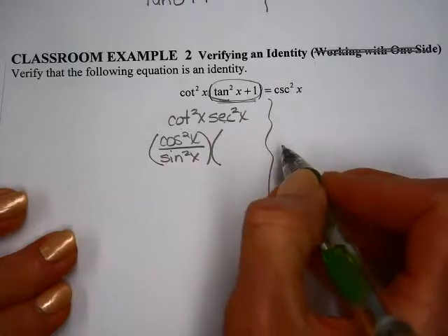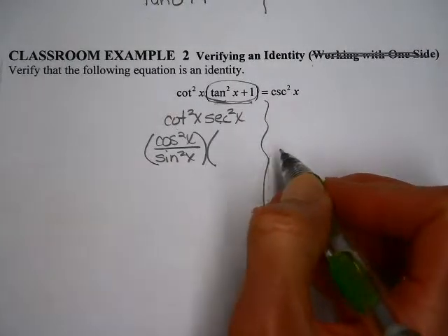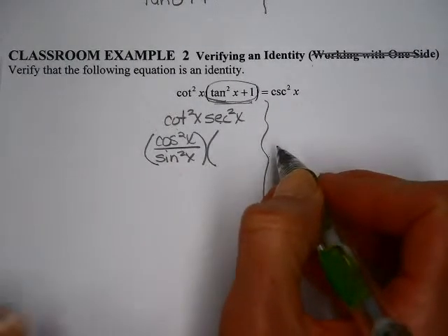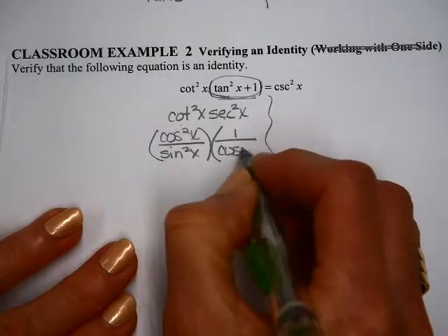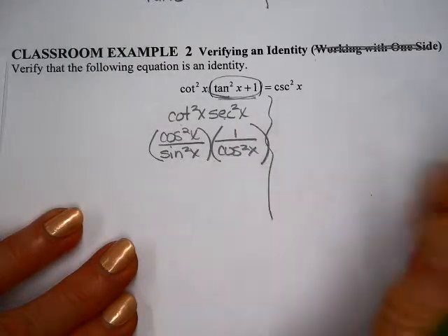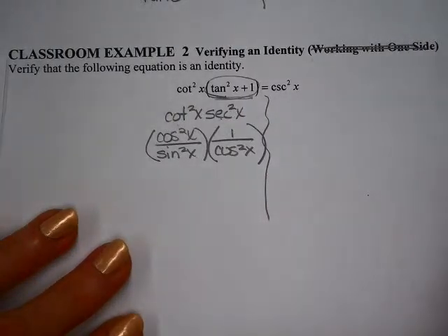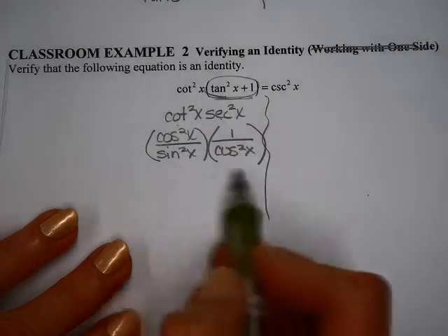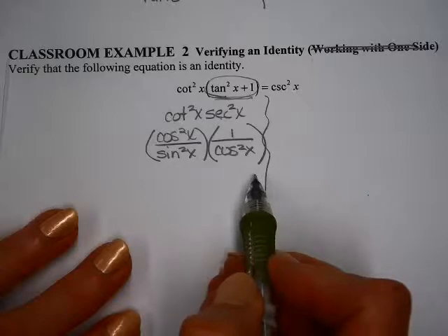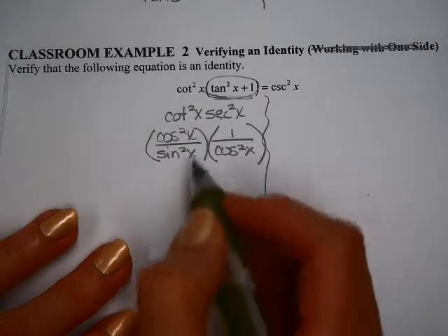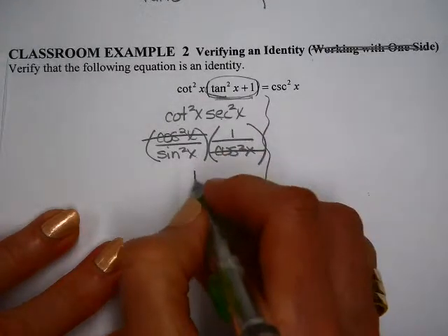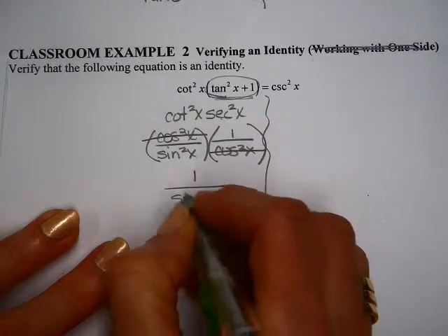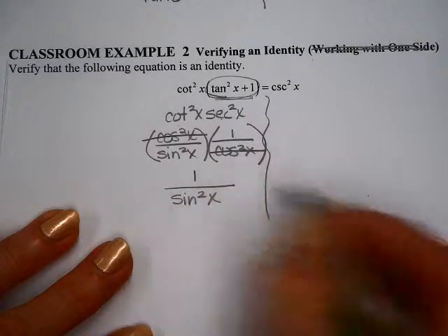And I'm going to replace secant squared. I can also square my reciprocal identity. Secant squared is 1 over cosine squared. Are y'all following what I'm doing? All right, I'm multiplying fractions right here. What happens? Doesn't something simplify? That cosine simplifies with that cosine. I'm left with 1 on the top, and I'm left with sine squared x on the bottom.